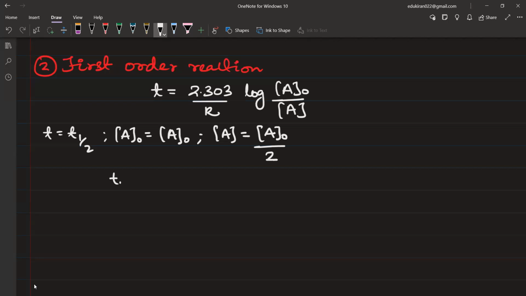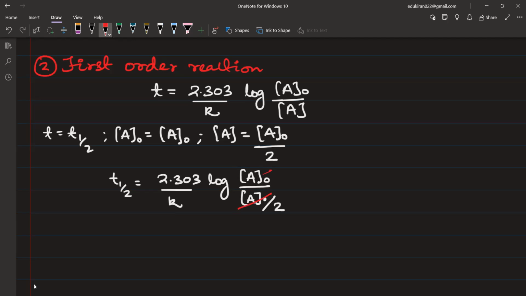I will write this now as t half is equal to 2.303 divided by the rate constant K, log of A naught upon A naught by 2. Now from here, I can cancel this A naught and this A naught and I will get t half is equal to 2.303 log of 1 upon 1 by 2. Denominator of denominator is numerator, so this will become log 2 upon K.